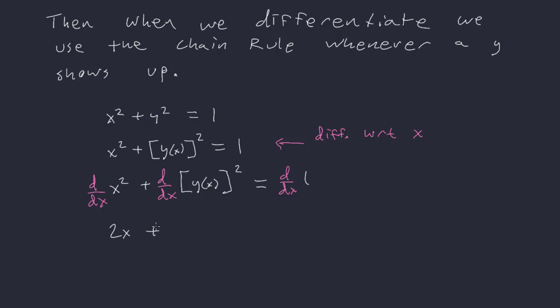No problems there. Here, though, we need to use the chain rule. So this is where the chain rule shows up, because it's y of x squared. So this is going to be 2 times y of x to the 1 times y prime of x. Okay, so this is where the chain rule comes in. And then the derivative of 1 is, of course, 0. So now what we do is when we get to this piece, we're going to solve for y prime.